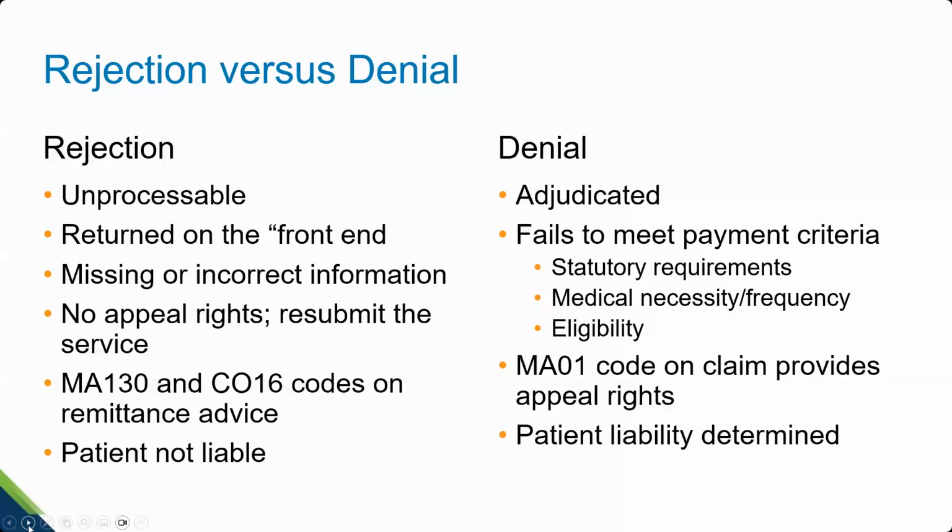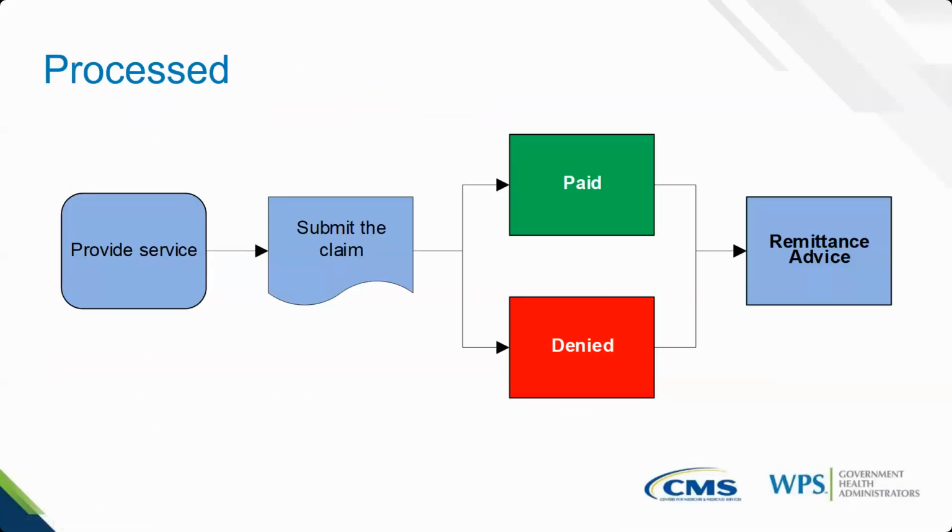All right, so this is a graphic that shows the path for a processed claim, or one that's actually adjudicated. The service is provided, the claim is submitted, and there is a decision to either pay the claim or the service on the claim, or deny it. And then, of course, the remittance advice is generated.